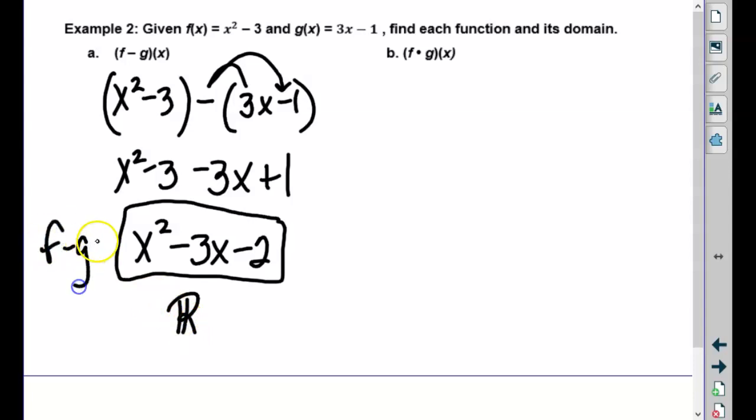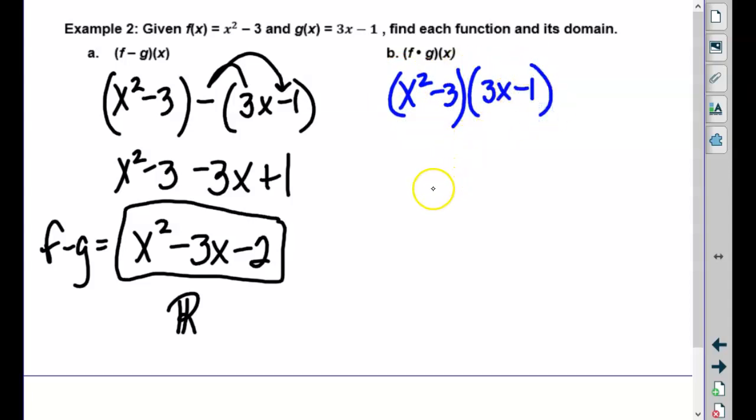F minus g, we're good. All right, f times g, that is a solid dot, so this is multiplying. So we'd have x squared minus 3 times 3x minus 1.